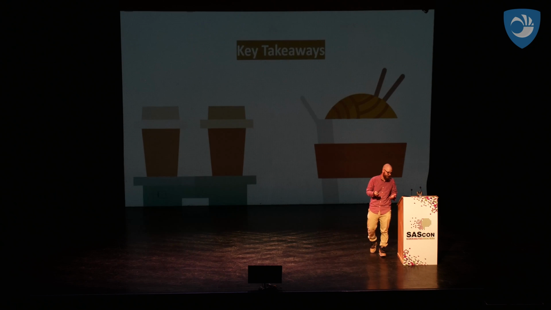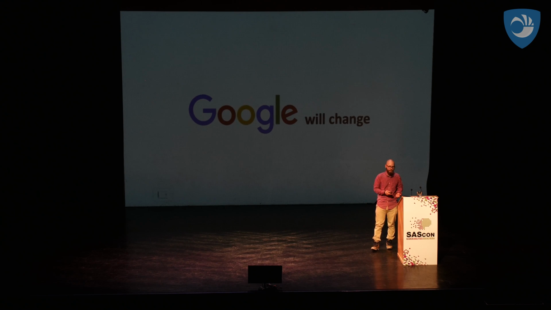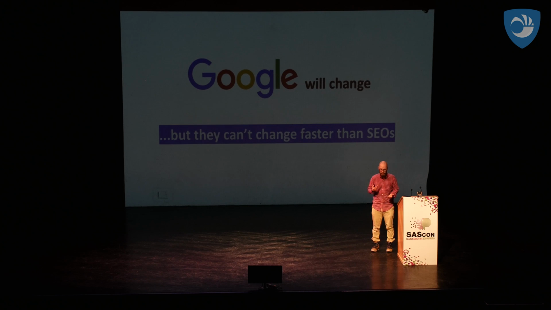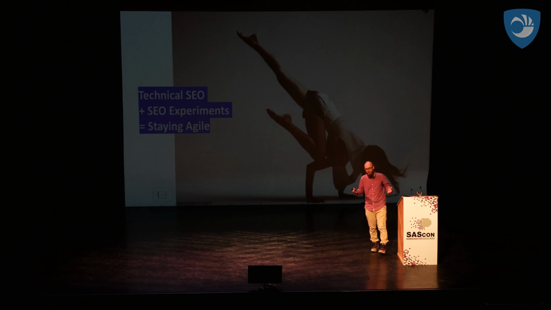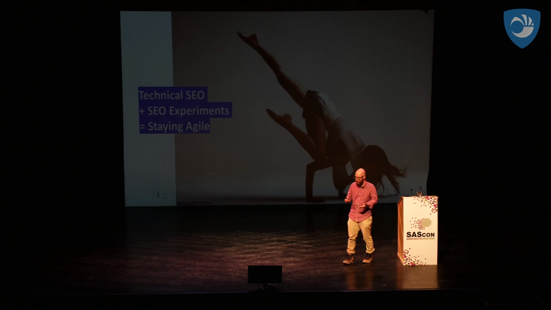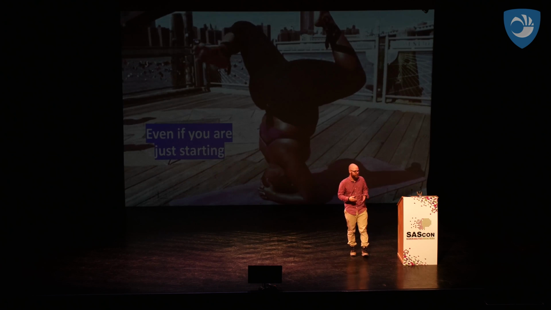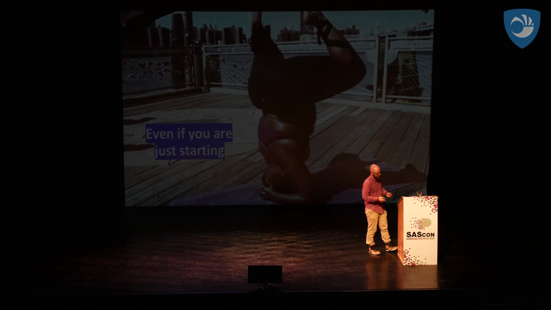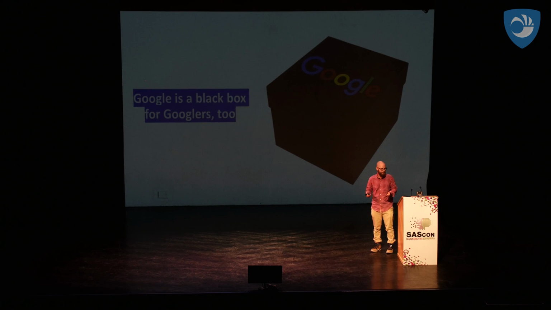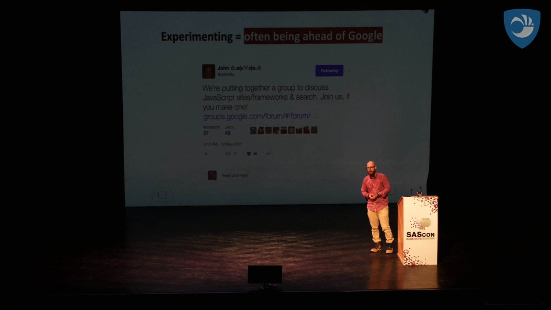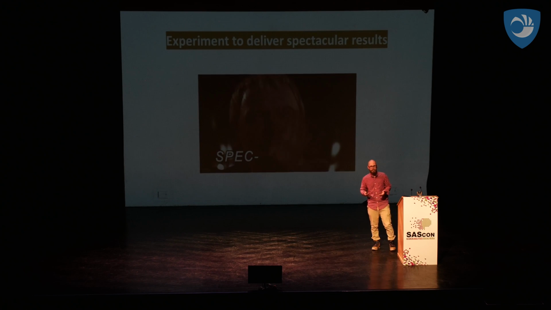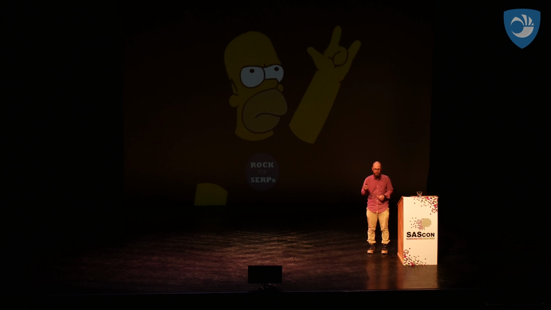The key takeaway is that Google will change, but they won't change faster than us SEOs. So I think that technical SEO now is to create as many SEO experiments as possible to stay agile, even if those are just your beginnings in technical SEO. And what's important, Google is a black box for Googlers too, as you saw with John Mueller's reaction to our JavaScript experiment. And if you experiment, you can deliver spectacular results and rock the SERPs.